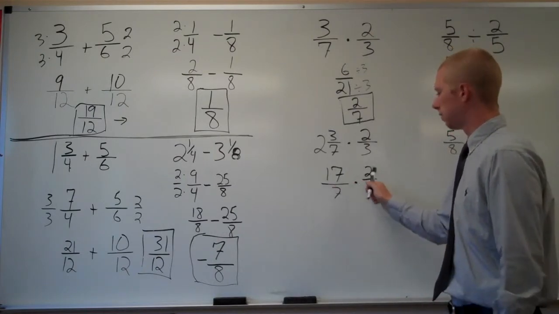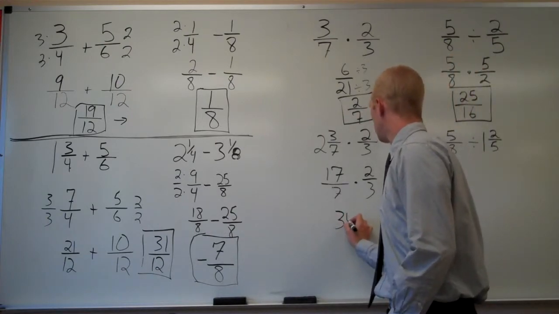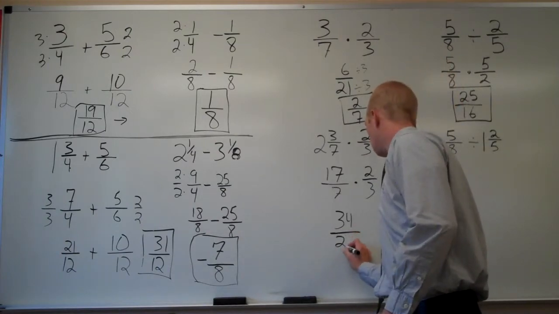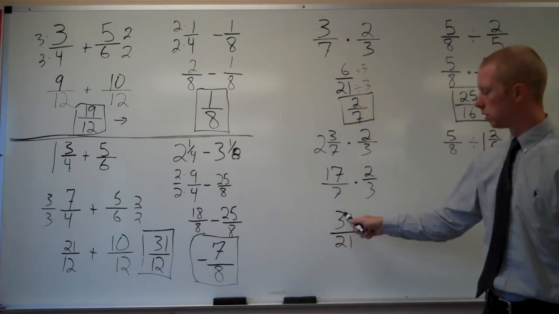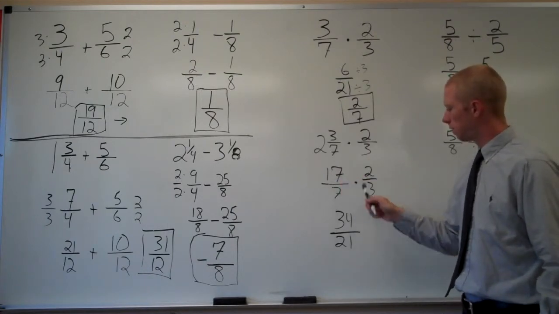Now I look and I say 17 times 2 will give me 34. 7 times 3 will give me 21. Now 34 is not a prime number, but its only factors are the 17 and the 2.